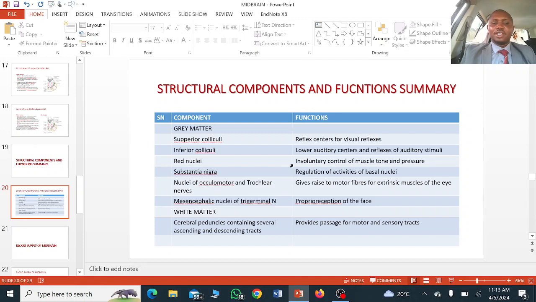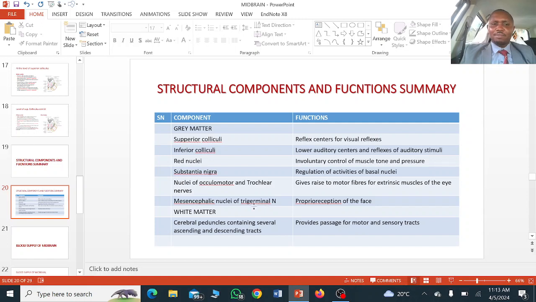And then you have the red nucleus, which is responsible for involuntary control of muscle tone and pressure. You have the substantia nigra, which is involved in regulation of activities of the basal nuclei, and mainly this is to do with movement. And you have the nuclei of the oculomotor and trochlear nerves, which give rise to the motor fibers for the extrinsic muscles of the eye.